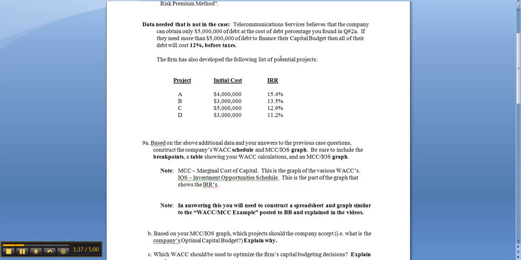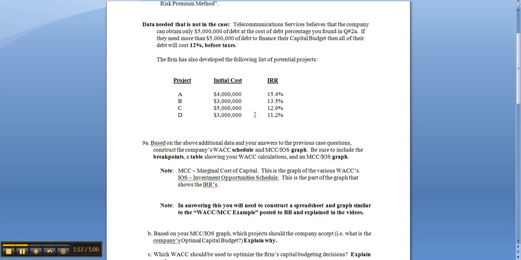And then I give a list of projects, like in the example. Here, yeah, I've got them listed high to low from IRR. They're not always listed that way, but so here's the various projects, their costs, and their IRRs that you'll use to develop your graph.